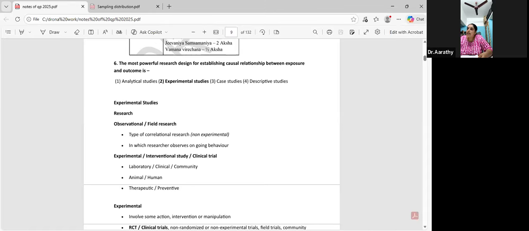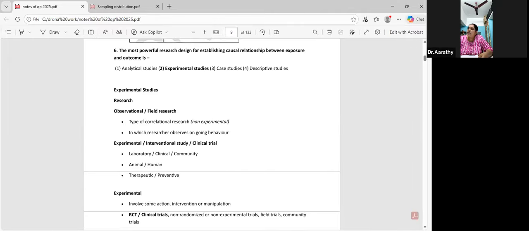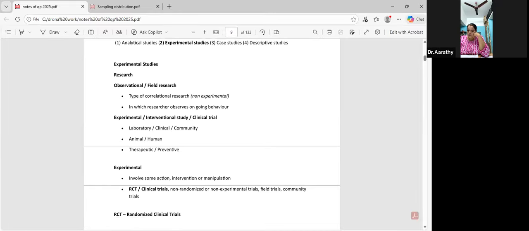But in experimental studies, any sort of intervention, right from lifestyle modification till a surgery or a medicine or a panchakarma procedure, accounts for experimental studies. Observational studies are divided into two, which are analytical and descriptive studies, while experimental studies are of different types.